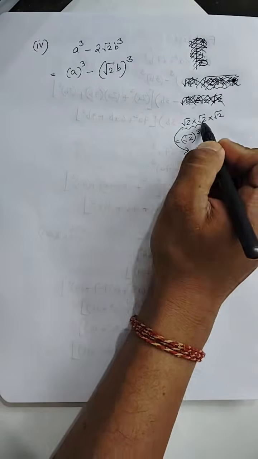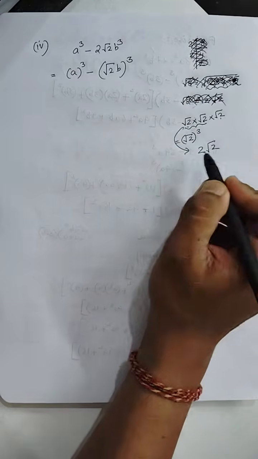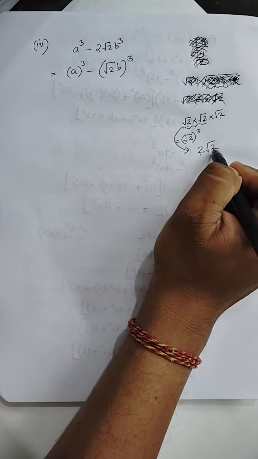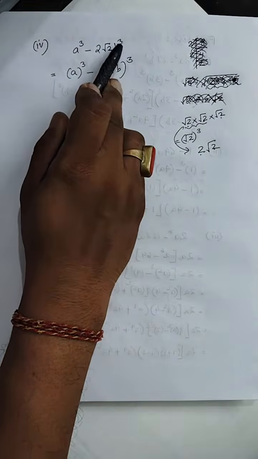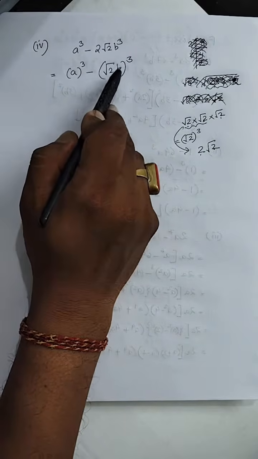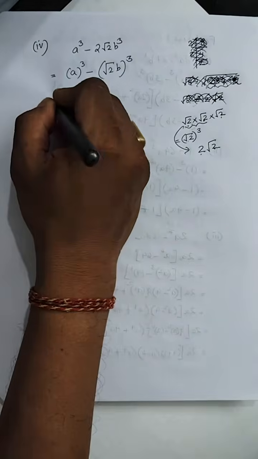So root 2 multiplied by root 2 multiplied by root 2. Okay, so this is basically root 2 into root 2 gives us 2 and the remaining root 2. So root 2 into root 2 into root 2 is root 2 whole cube. So this 2 root 2 b cube is written as root 2 b whole cube. So we have the identity with negative sign, so we can proceed.